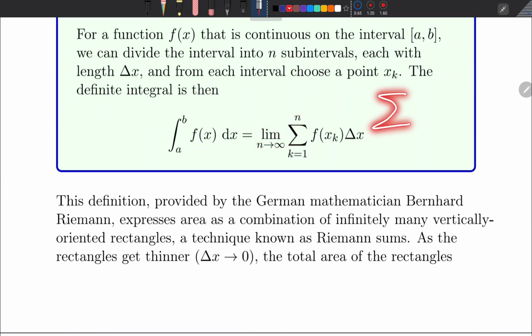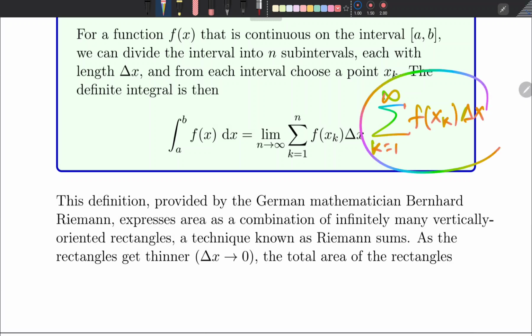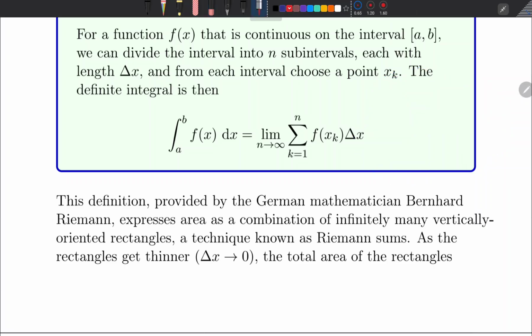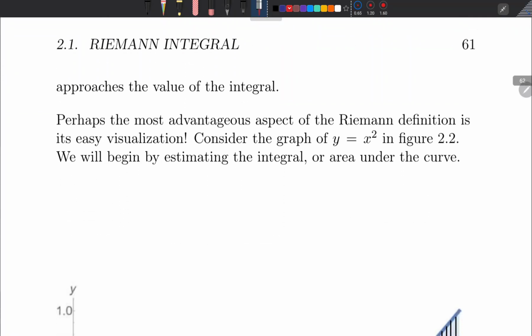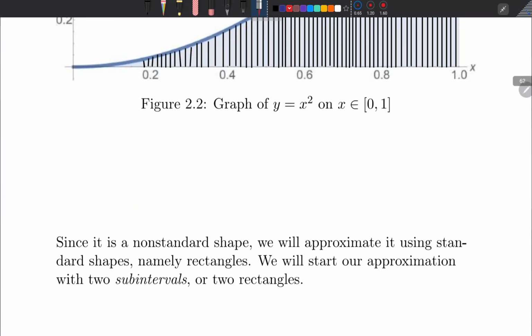You can also write this as the sum as k goes from 1 to infinity of f of x sub k times del x, because you can just plug this back over there. It's good to take a look at that. So that's how you can understand this; basically this is your area. I hope you are done with the basics of integration.